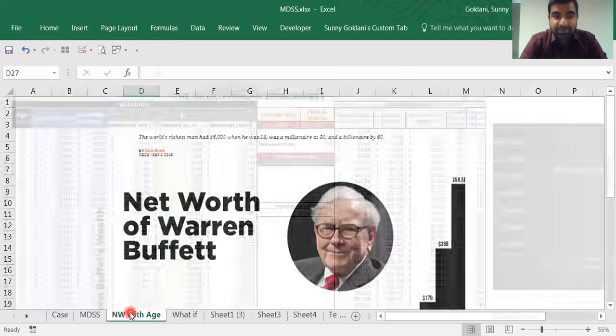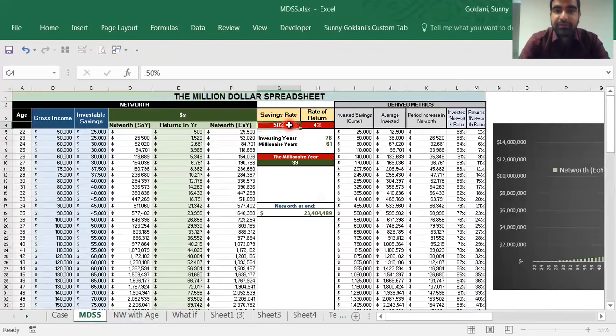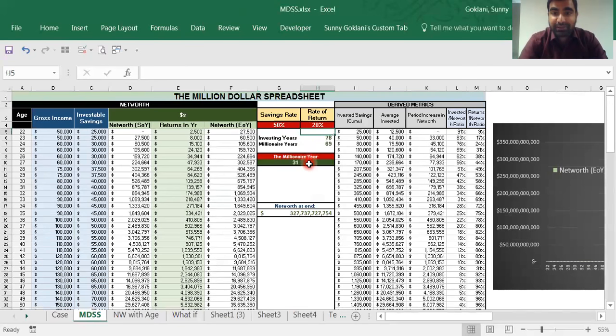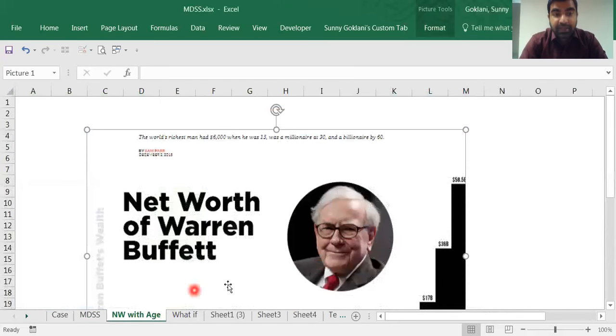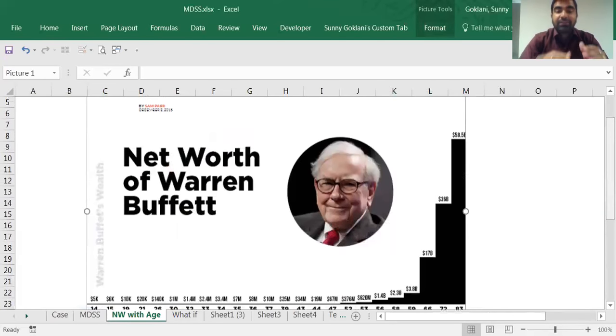If you look at this chart, right? For example, if you saved 50% of everything you made, after all the expenses, and if you generate 20% return, that the Warren Buffett example generated in his life, you'll become a millionaire at age 31. Guess who else became a millionaire at age 31? Warren Buffett himself. Again, if you look at his net worth chart, he became a millionaire at age 31. Look at his net worth chart.